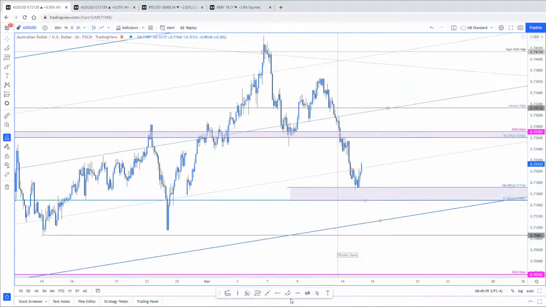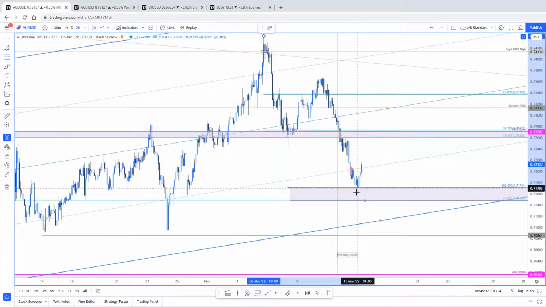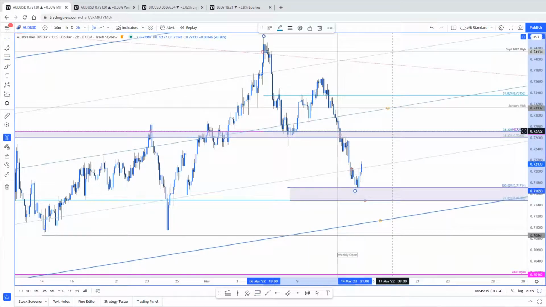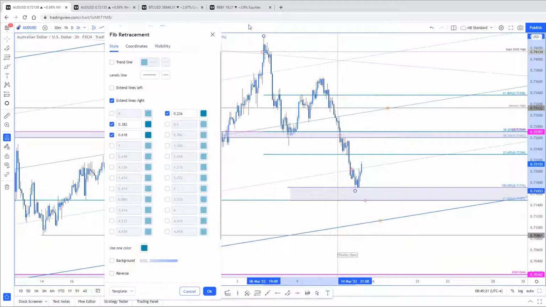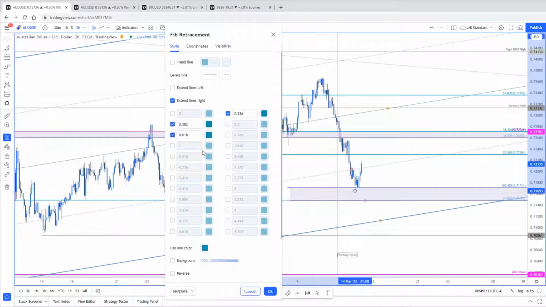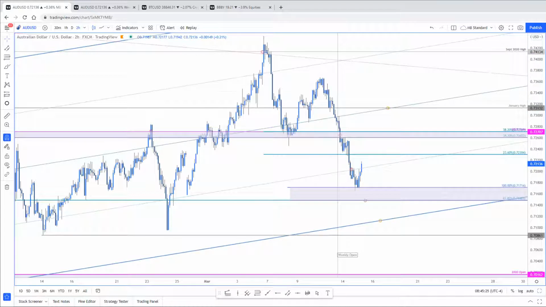And tack on a quick retracement like this. Ooh, look where that 38.2 is. Too clean. Let me see what a basic 236, we're probably there now. All right, keep that on there. Beautiful.